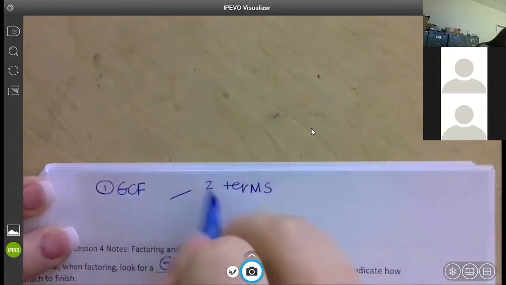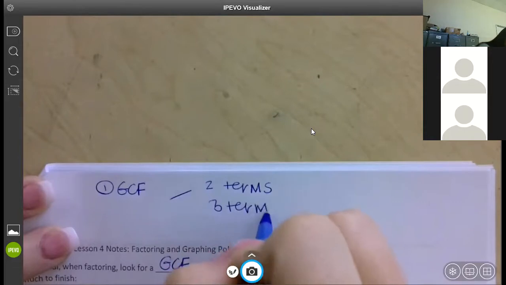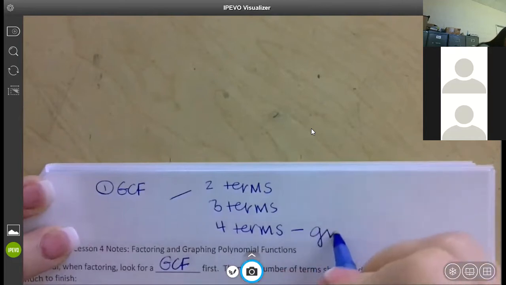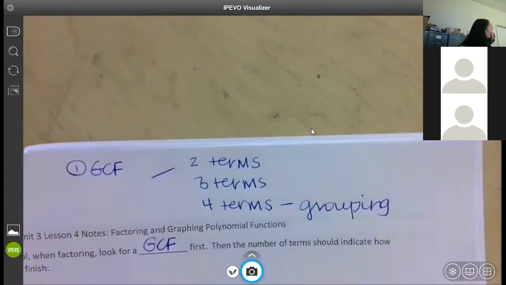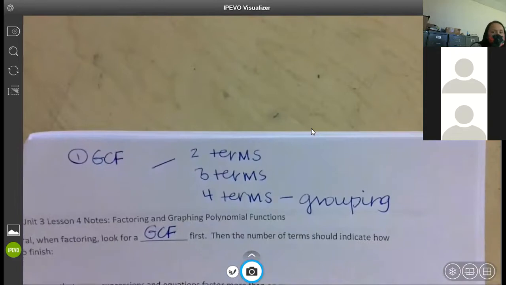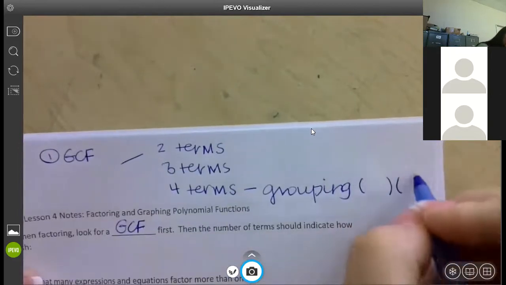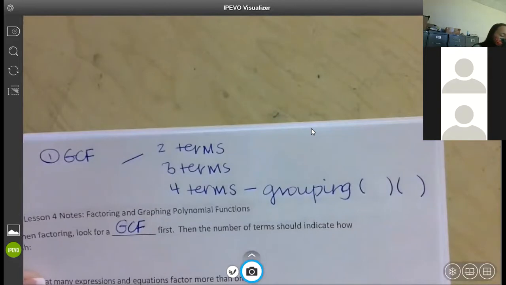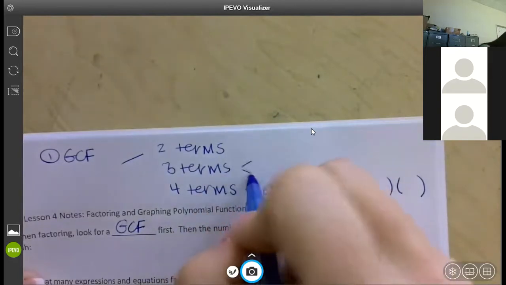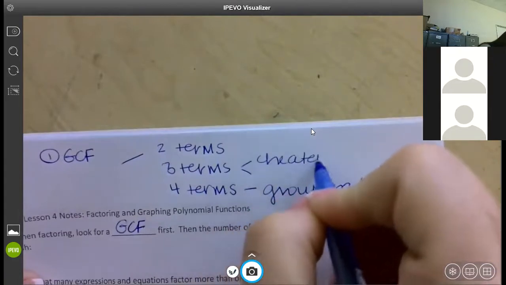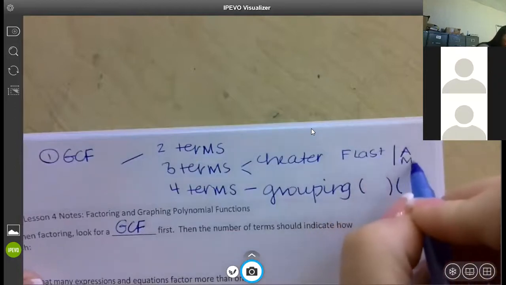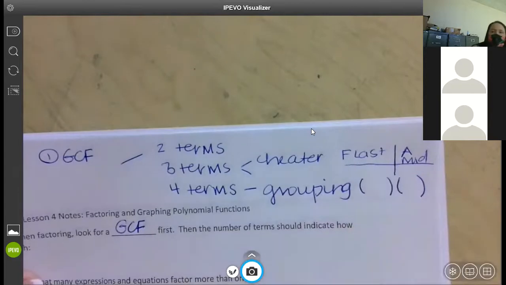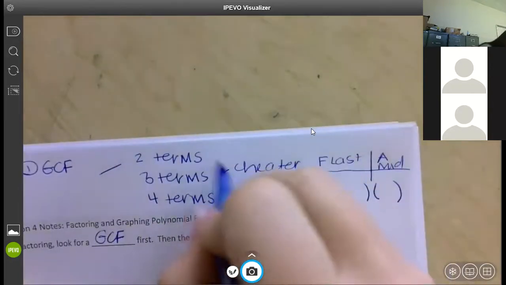Then we have 2 terms, 3 terms, or 4 terms. This is the exact same as the other factoring that we did. We just have to do it multiple times, okay? So if it was 4 terms, we did grouping. So remember, we grouped the first 2 and the last 2 and took out the GCF. For 3 terms, we either did the cheater method. That was factors of the last that add to the middle. We did that chart. I showed you how to do the cheater method in your calculator and find those factors. Or we did slide and divide.